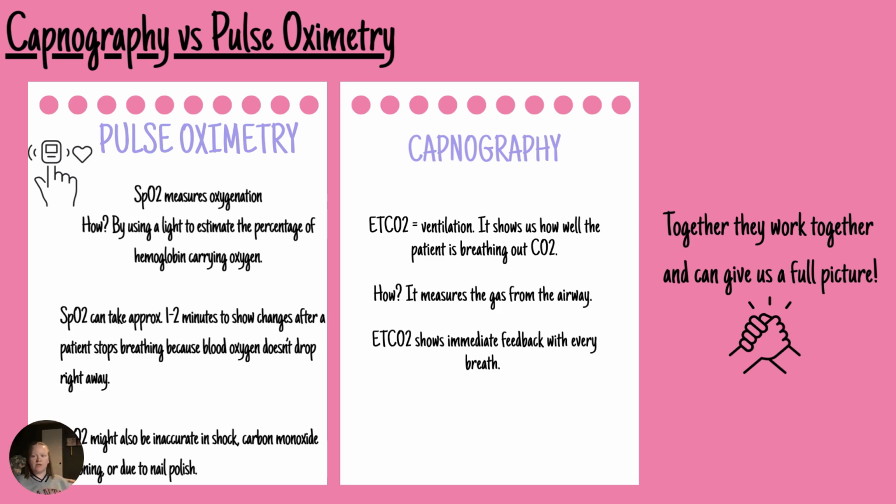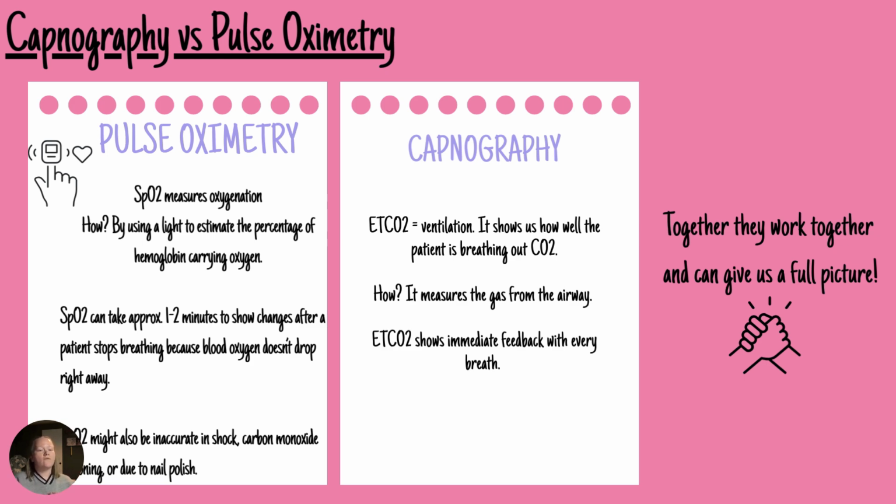I have heard many people ask the difference between capnography and pulse ox because some people just aren't sure. So let's talk about that a little bit, do a quick comparison. SpO2, or the pulse ox, measures oxygenation. So it just shows us how much oxygen is in the blood. They use a little light through a finger, ear, or toe to show us the estimate of hemoglobin carrying oxygen around.